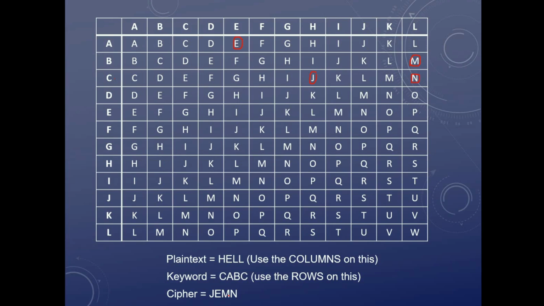If we wanted to decrypt this, the first thing you do is you find the position of the ciphertext in the row. So now we reverse it. Now I go to J.